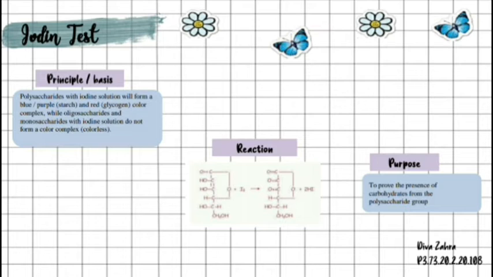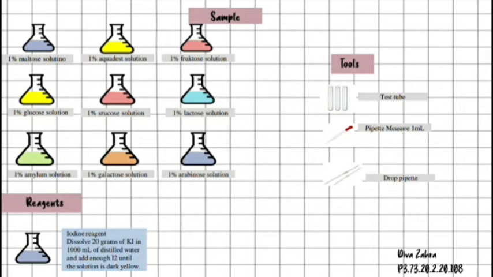Polysaccharides with iodine solution will form a blue or purple starch and red glycogen color complex, while oligosaccharides and monosaccharides with iodine solution don't form a color complex or remain colorless. The purpose? To prove the presence of carbohydrates from the polysaccharides group, and you can see the reaction in here.